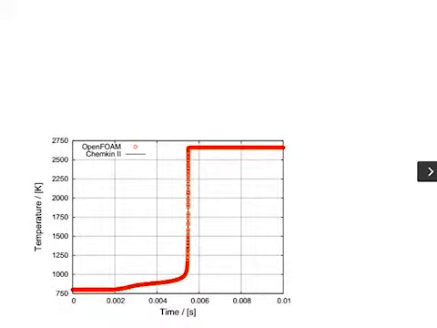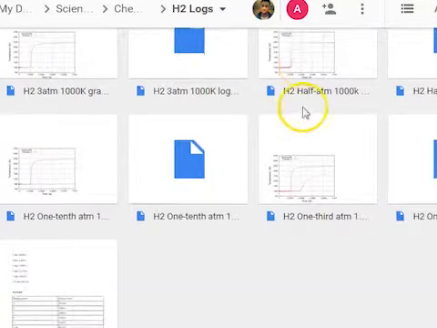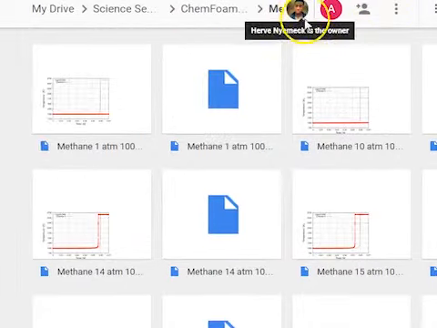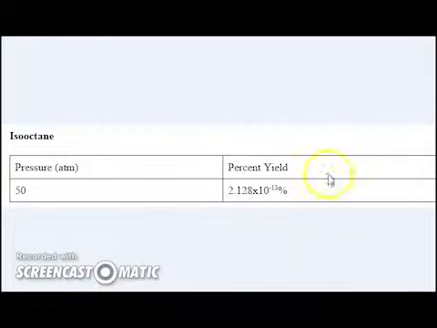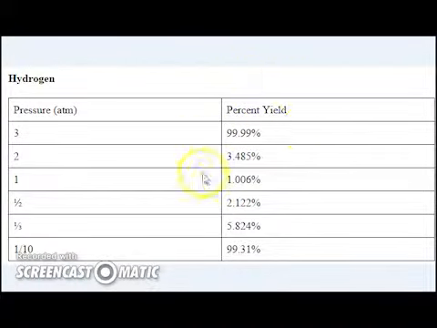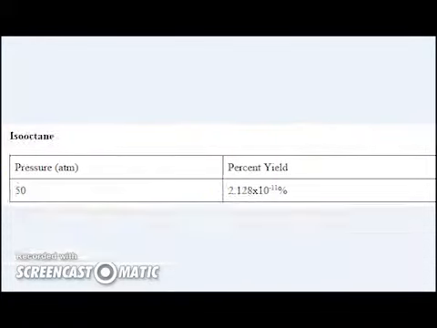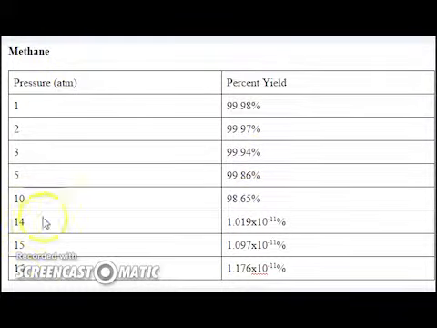I calculated for percent yield and found that based on my percent yield test, isooctane is more efficient than both methane and hydrogen. As you can see in this figure, isooctane has a percent yield of 2.128 times 10 to the negative 13% at 50 atmospheres. And here, at 1 atmosphere, hydrogen had a percent yield of 1.006%. And in this figure, at 14 atmospheres, methane had a percent yield of 1.019 times 10 to the negative 11%.